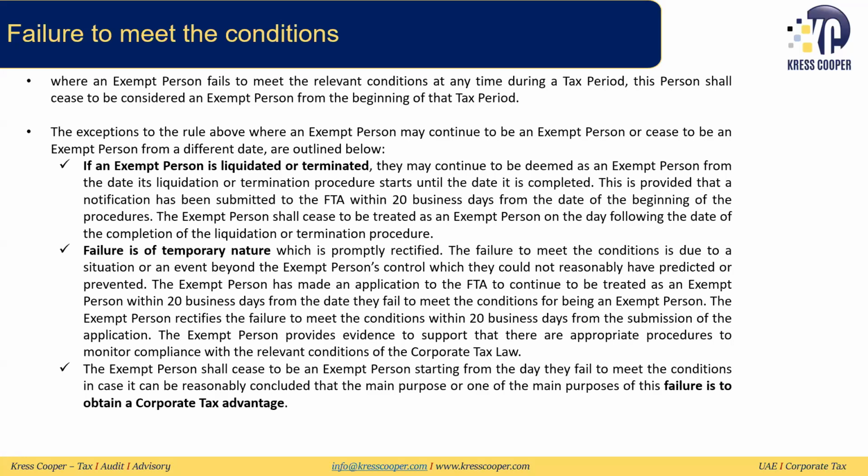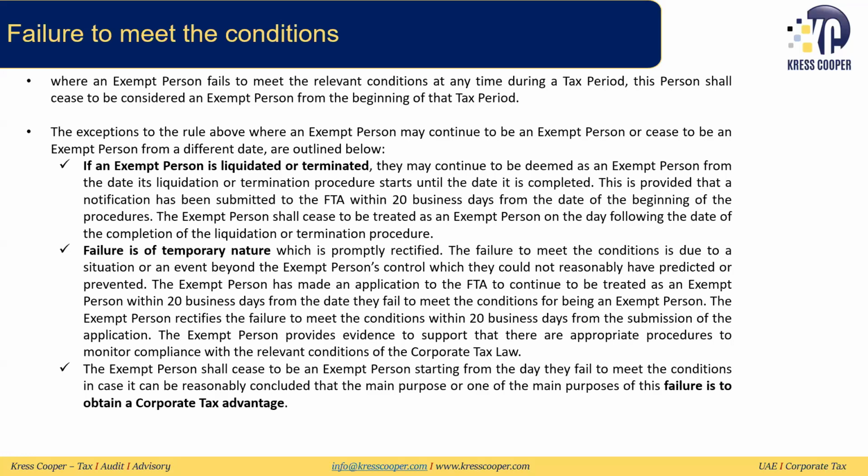If the failure to meet the condition is of a temporary nature and it can be rectified, then they can still be treated as an exempt person. Now, if the failure to meet the condition is due to a situation or an event which is beyond the exempt person's control, which they could not have predicted or prevented, the exempt person has to make an application to FTA and ask to continue to be treated as an exempt person within 20 business days from the day they fail to meet the condition. The exempt person has to rectify this failure within 20 business days from submission of this application. They also need to provide evidence to FTA where necessary to support that the appropriate procedures for monitoring compliance were in place. So they might still be treated as an exempt person if approved by FTA, even though they had failed to meet the conditions for a temporary time due to conditions which are outside their control.